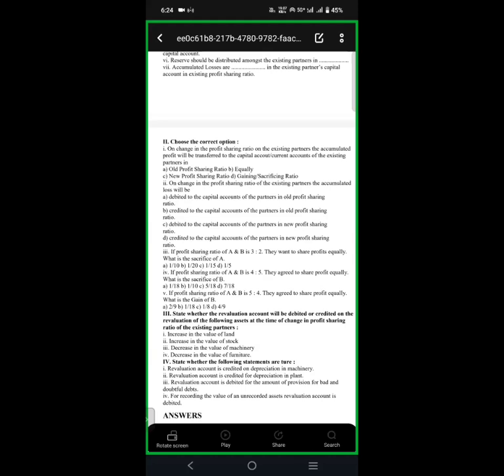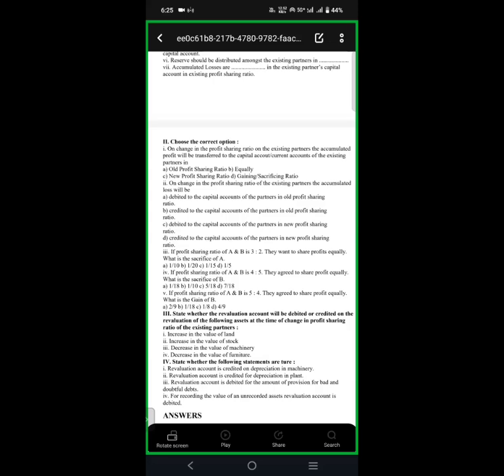If profit sharing ratio of A and B is 3:2, they want to share profit equally. What is the sacrificing of A? 1/10. If profit sharing ratio of A and B is 4:5, they agreed to share profit equally. What is the sacrificing of B? 1/18.